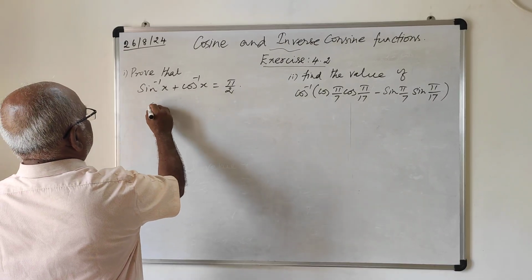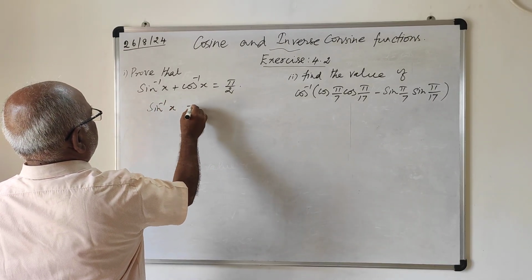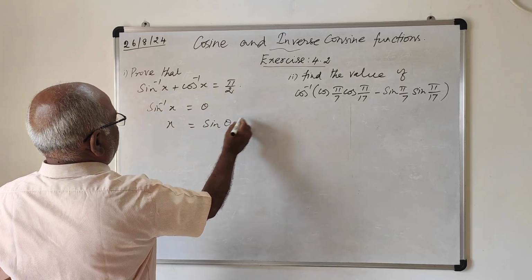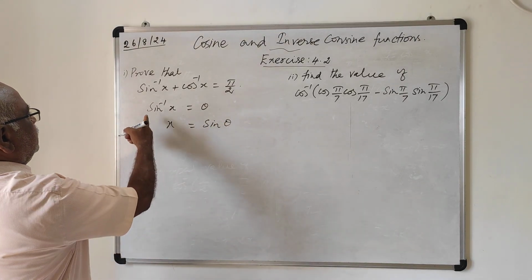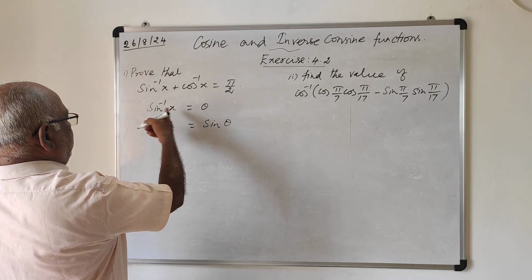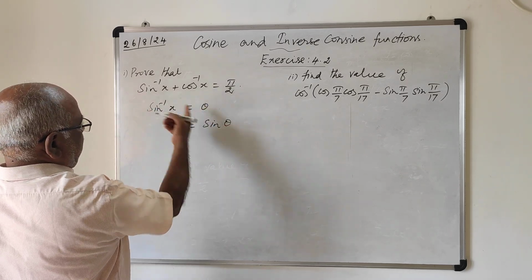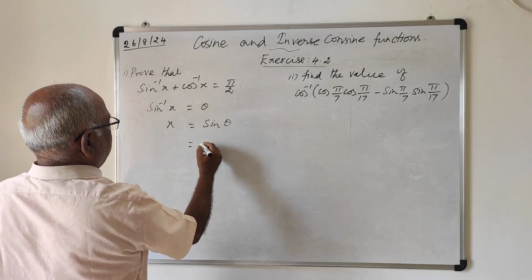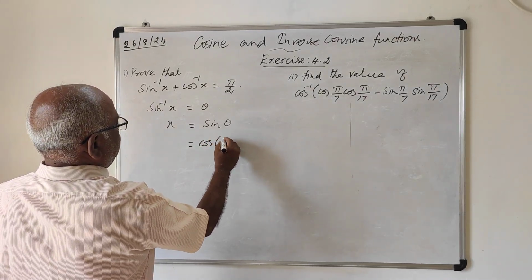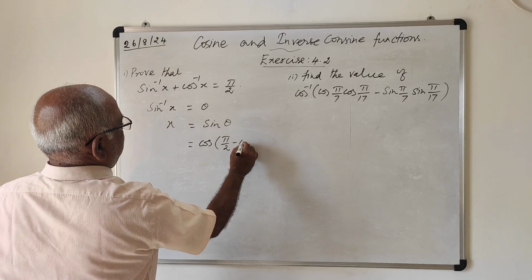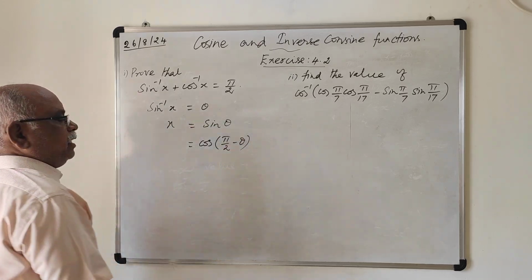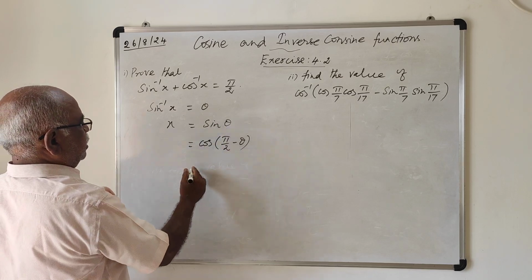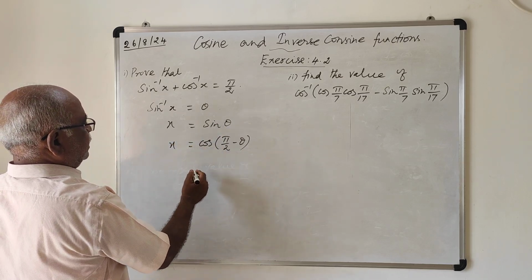You consider sin inverse x equal to theta. From this you get x equal to sin theta. If you substitute for sin inverse x, then x equal to sin theta. Taking sin on both sides, you know that sin theta is cos of 90 minus theta, by the trigonometry identity. Cos 90 minus theta is sin theta. Here you will get x.